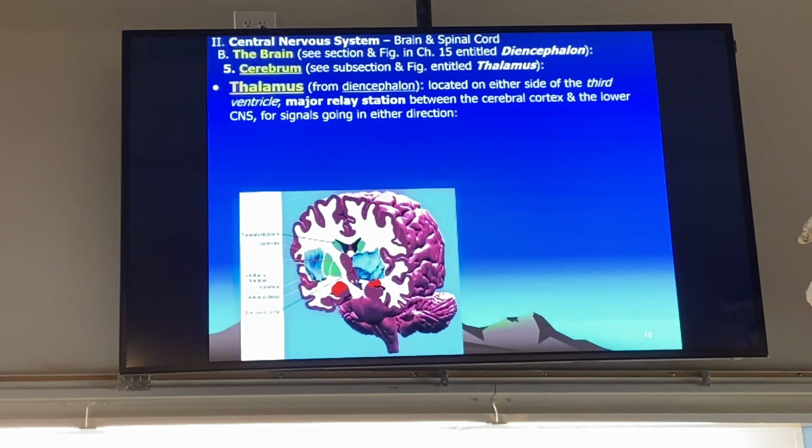Yes. All right, now we're in diencephalon. So I did fit that. Still called forebrain because it's from the prosencephalon. So this is the deeper forebrain. Thalamus. Football-shaped thing. You got one on the left, one on the right. This is the major relay station.